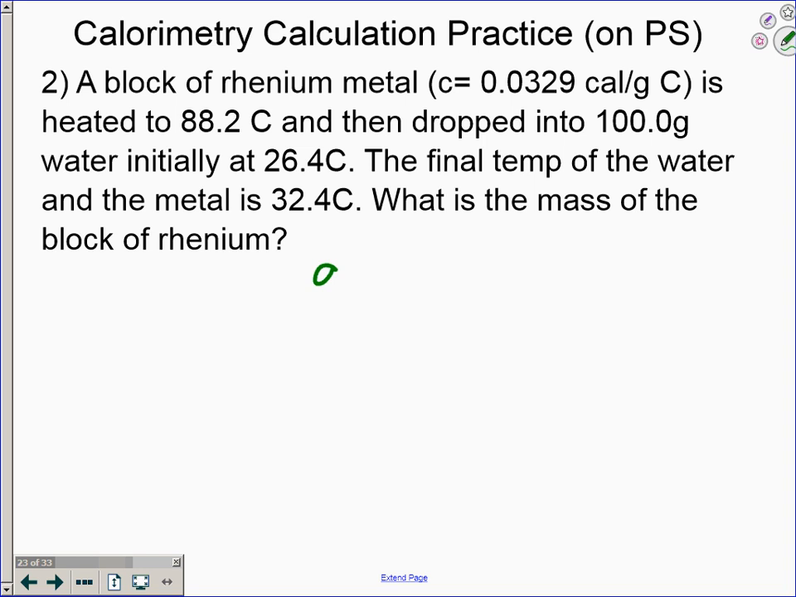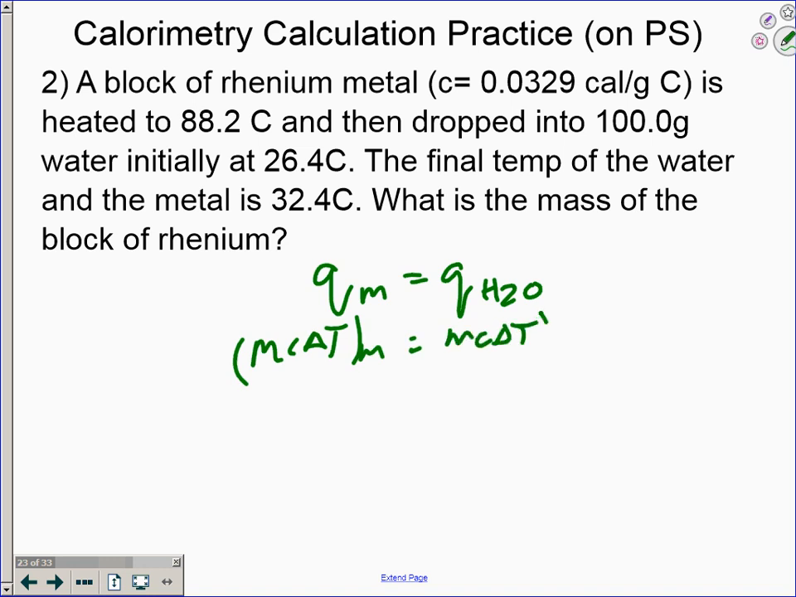Okay, so what equation are you setting up? mCΔT. So is it just one mCΔT? It's Q equals Q, or mCΔT equals mCΔT. So Q of metal equals Q of water, right? Which gives us mCΔT of metal equals mCΔT of water.